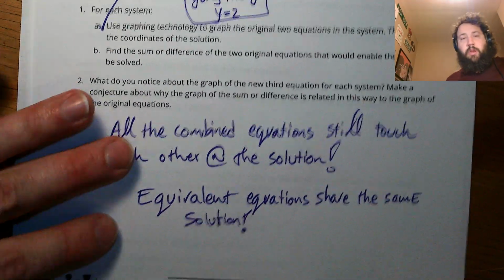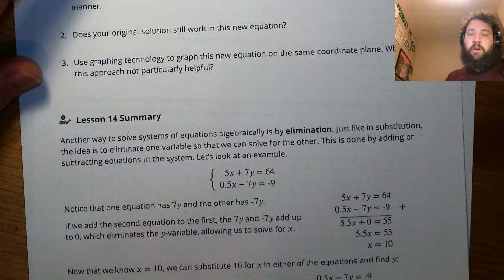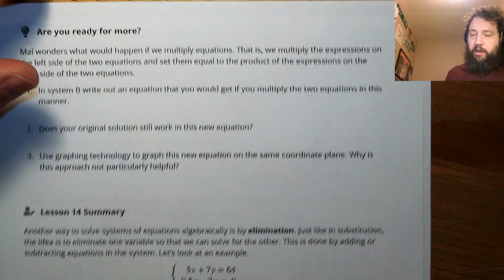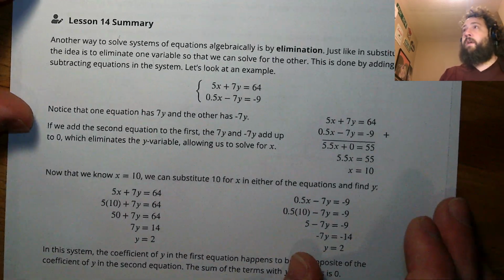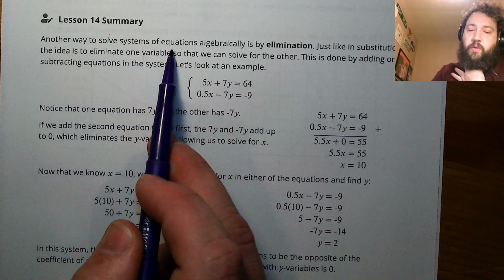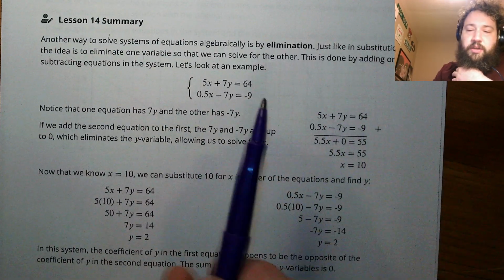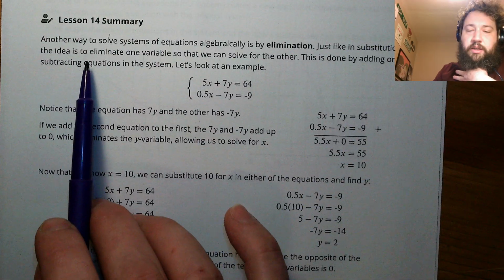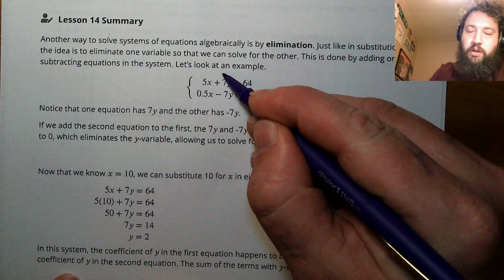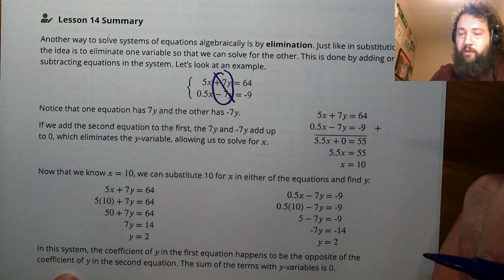Okay, let's see what we have coming up next. We have an Are You Ready for More? I'm going to leave this one, and then we have our summary. Our summary is talking about elimination. Another way to solve a system's equation algebraically is by elimination. Just like in substitution, the idea is to eliminate one variable. So this one is set up here so that this variable will automatically eliminate itself.